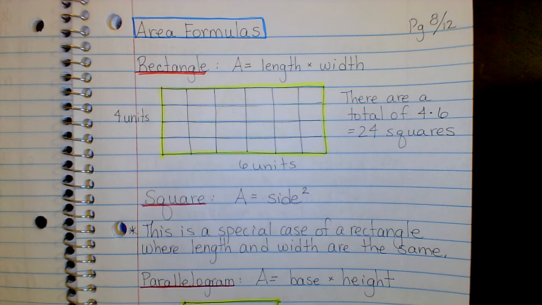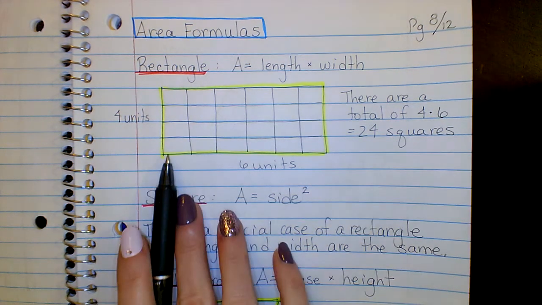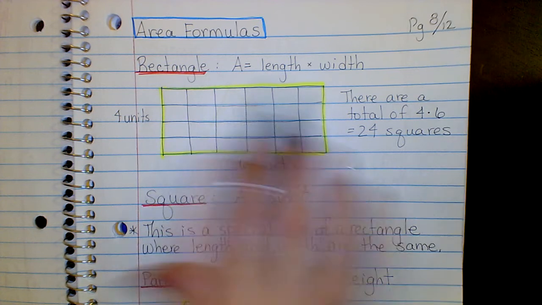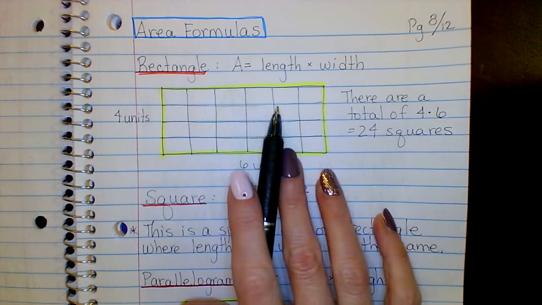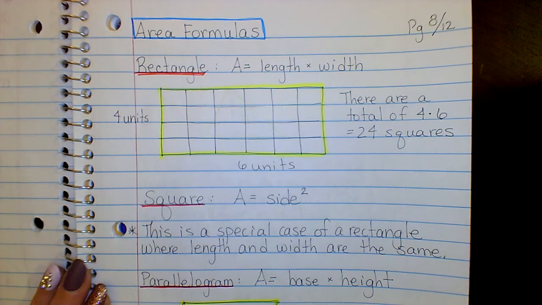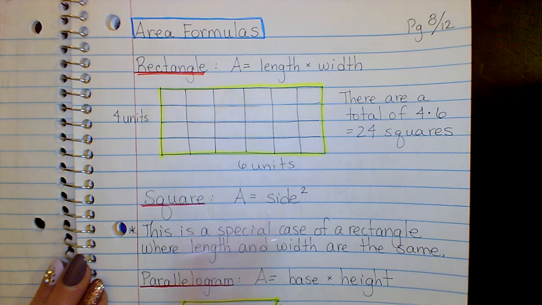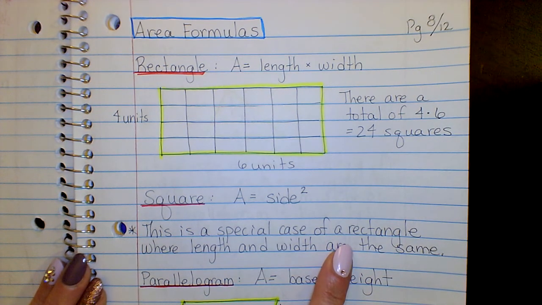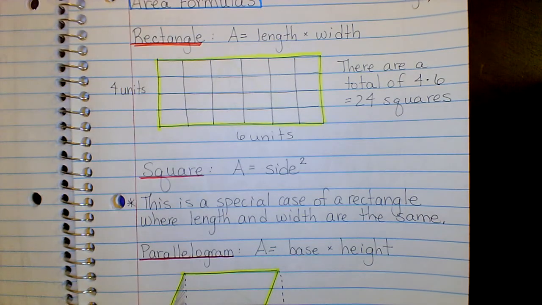Okay, let's talk about the area formulas. The area formula for a rectangle: area is length times width. Why is that? Well, you can see that in an example like this, 4 by 6, there's a total of 24 squares, right? Because it's 4 by 6. We know that that repeated addition there is how we can just simply multiply. The square, the area is the side squared. Now, this is just a special case of a rectangle where the length and width are the same, right? So it's still length times width. They just happen to be the same number.